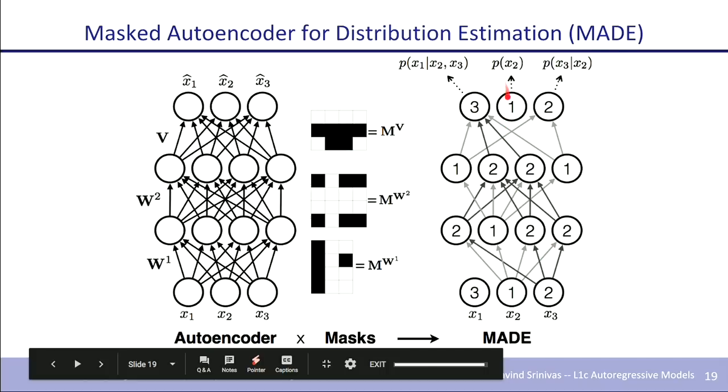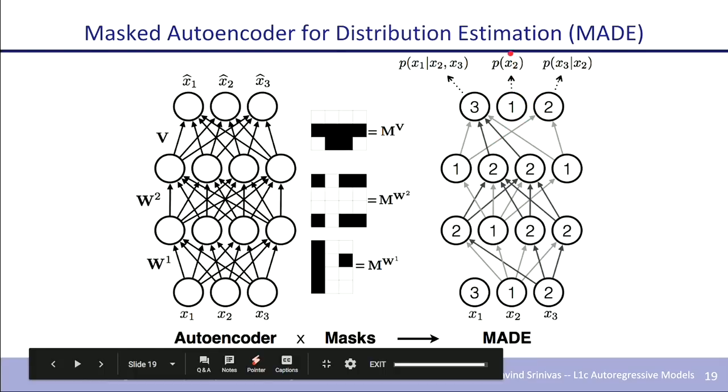OK, so now let's focus on x2 first. We want this distribution to not depend on anything. If you're trying to estimate the marginal distribution of x2, then it should not look at x2, because then you would not be estimating a marginal distribution. You would just be reconstructing that data point exactly. So what you want here is to mask out the weight matrix in a certain way so that none of x1, x2, x3 have any edges that point to this node. So that's the core idea.